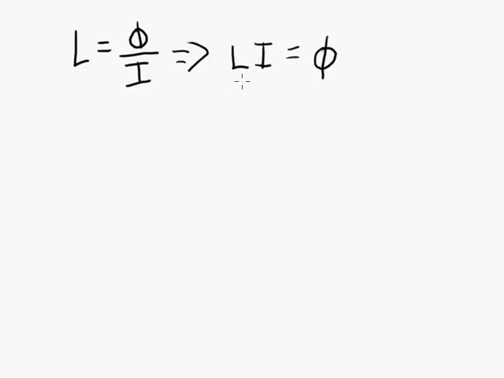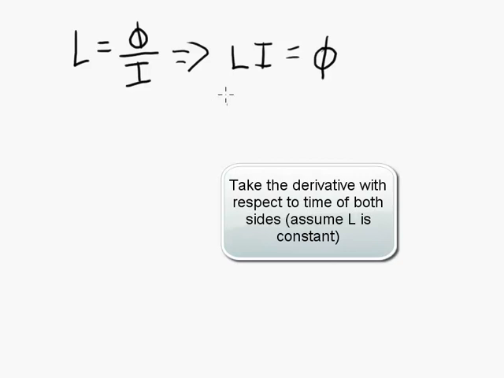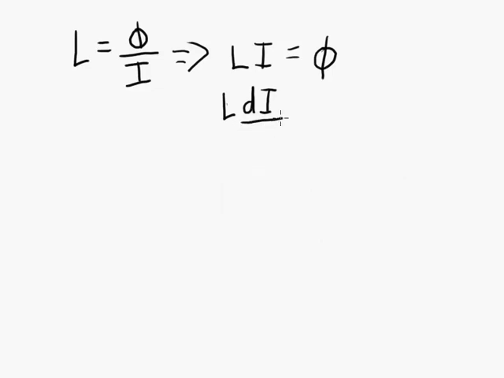Now, remember, magnetic fields are created by currents, but if we have a changing current, we're going to have a changing magnetic field, which is going to induce a voltage. So if we're changing this current and changing this flux over time, we can take the time derivative, the rate of change of both of these over time. And the inductance of this inductor, or circuit element, is going to be constant. So we have the rate of change of current times the inductance is equal to the rate of change of the flux.